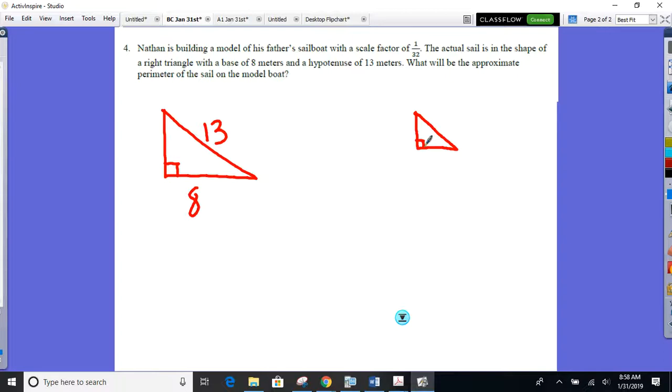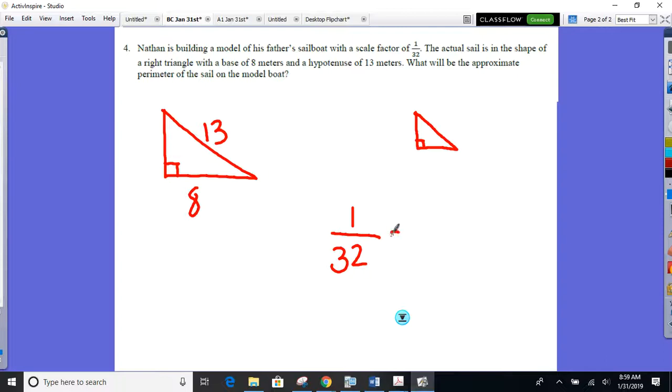All right, ready? Okay, a little review here. What's the ratio from the model to the actual one? 1 over 32. If I don't, this is why we're reviewing. That's also the ratio the perimeters are in. Yes, the sides are in a ratio of 1 to 32, but so are the perimeters.